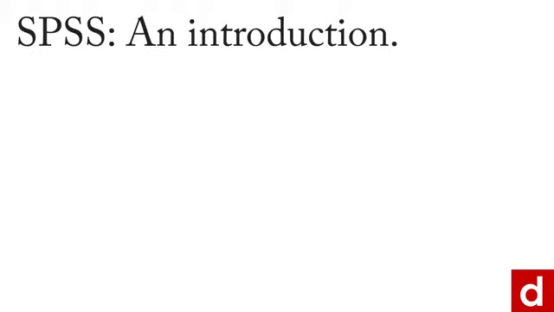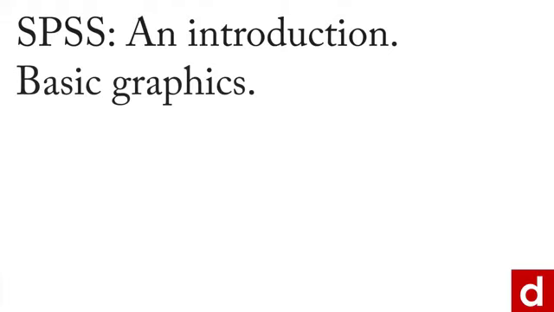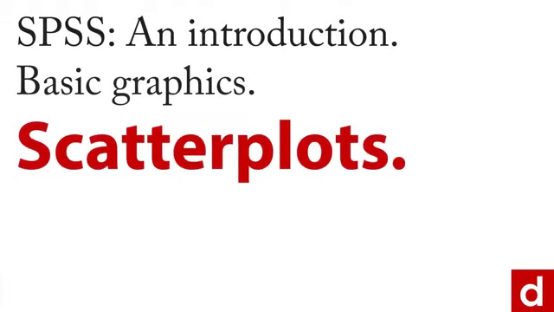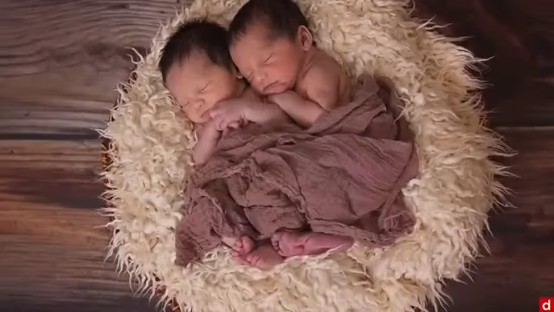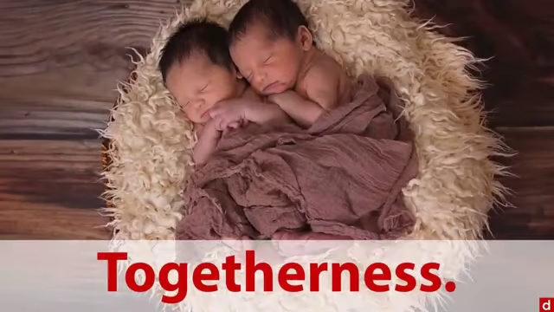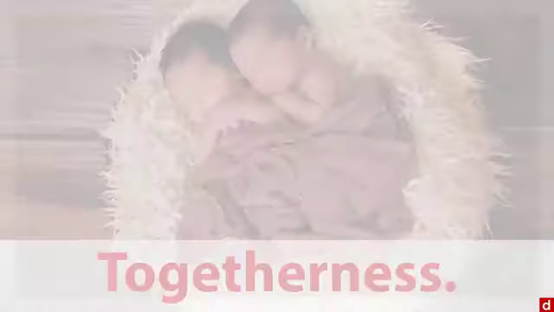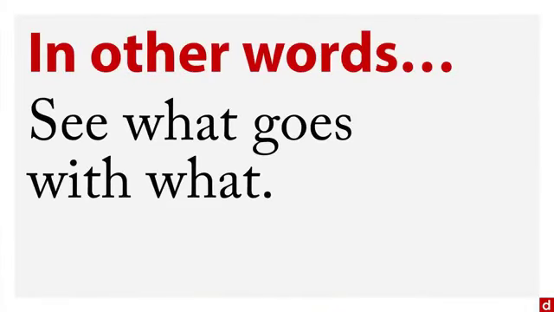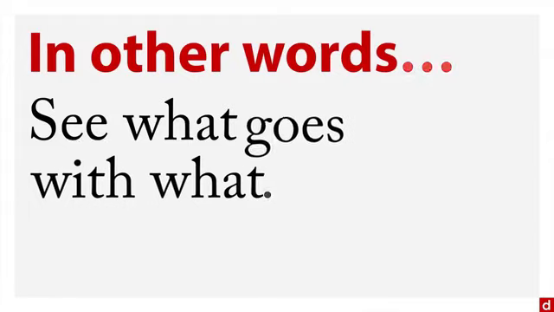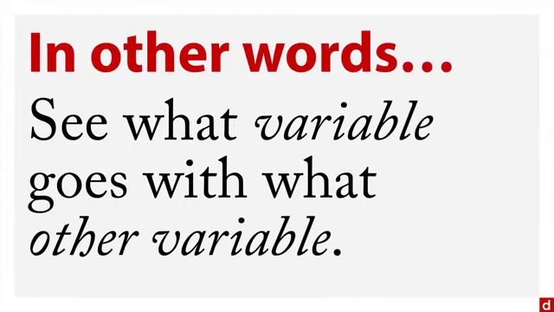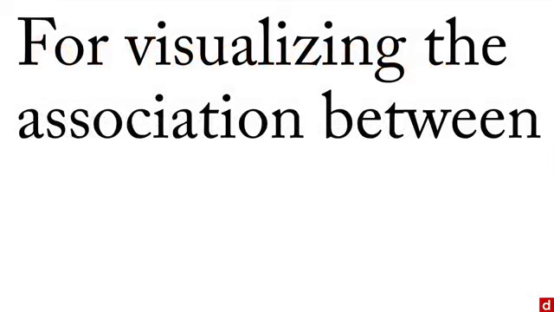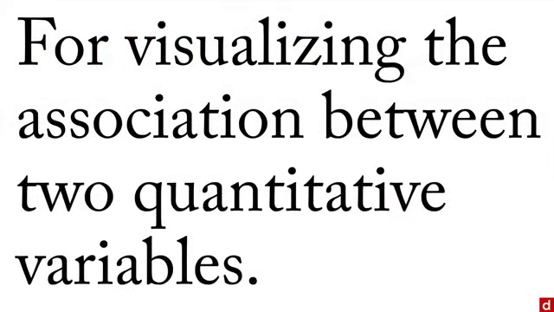As we continue SPSS and Introduction and Basic Graphics, we should look at scatterplots, a very common method of looking at associations, or as I like to think, as a way of assessing togetherness in data. In other words, you want to see what goes with what, or more specifically, what variable goes with what other variable. So scatterplots are a great way of visualizing the association between two quantitative variables.